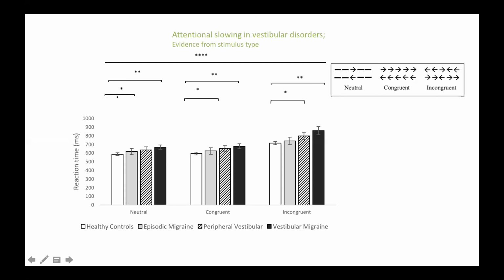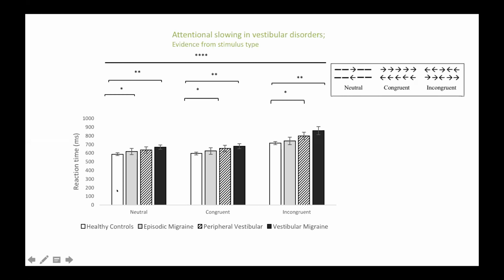So here we're looking overall globally at the attentional system in patients. And we're looking at the evidence drawn from the stimulus type. So here, we're comparing the trials with neutral, congruent, and incongruent. And as you can see, as I just mentioned, the incongruent reaction times as a group were slower than the congruent, which were the fastest, and the neutral lied in the middle. So here we have the reaction times, and here we have the different stimulus types, neutral, congruent, incongruent.